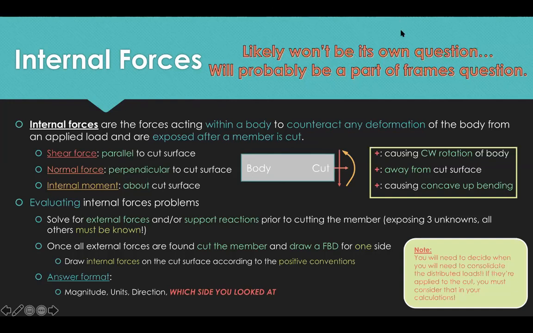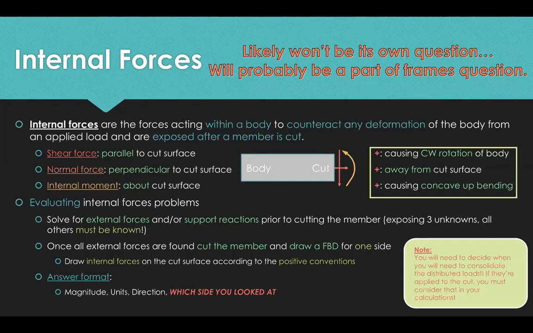All right. So any questions? Oh yeah, does the moment always have to be concave up? That's kind of what I was saying earlier. It doesn't have to be, but just remember that when you draw it, it'll be equal and opposite on each member. So it doesn't have to be concave up, but it'll be the opposite direction on the other side.